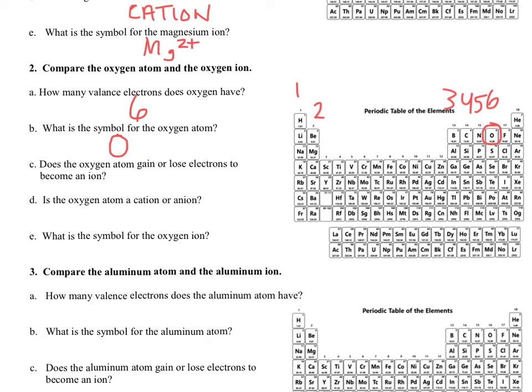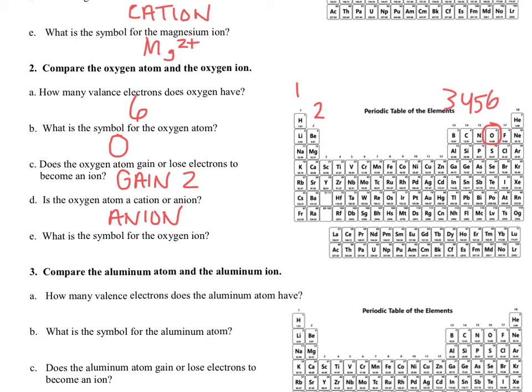Does the oxygen atom gain or lose electrons to become an ion? Well, it has 6 valence electrons, so it could either lose 6 and go down to 0, or simply gain 2. Gaining 2 is a lot quicker and easier, so oxygen is going to gain 2 electrons. If it gains electrons, it now has more electrons than protons. So it'll have a negative charge and become an anion because you have more electrons than protons.